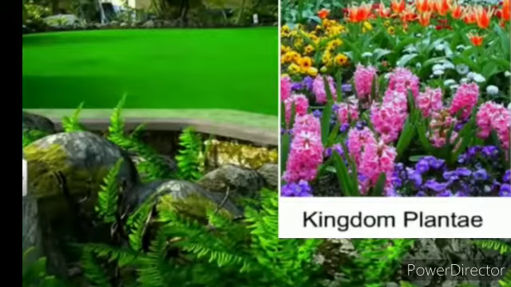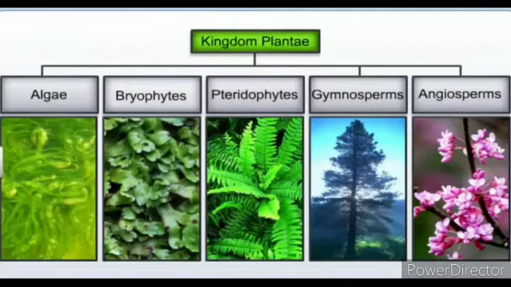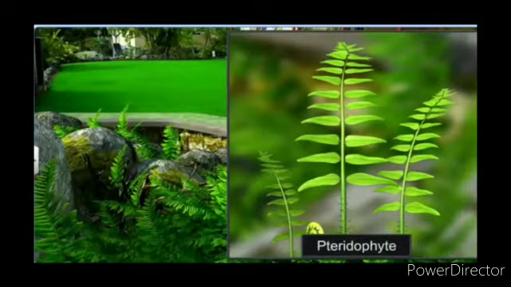Chlorophyll bearing organisms are called plants. Kingdom Plantae is grouped, considering morphological, anatomical, and cytological characters, into algae, bryophytes, pteridophytes, gymnosperms and angiosperms. Today we are going to discuss the pteridophytes.